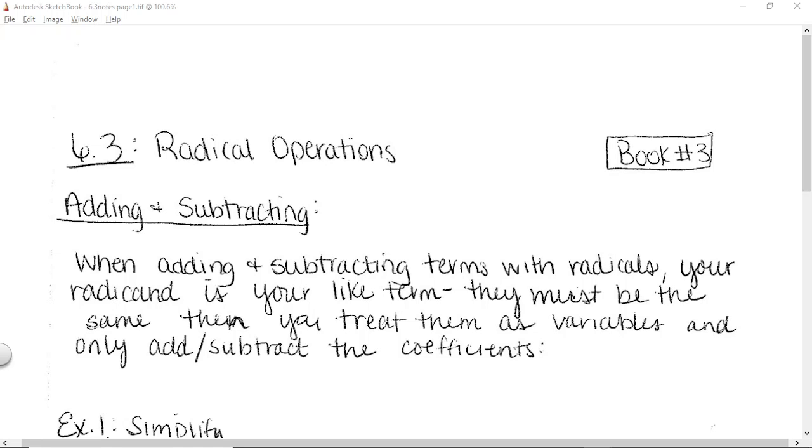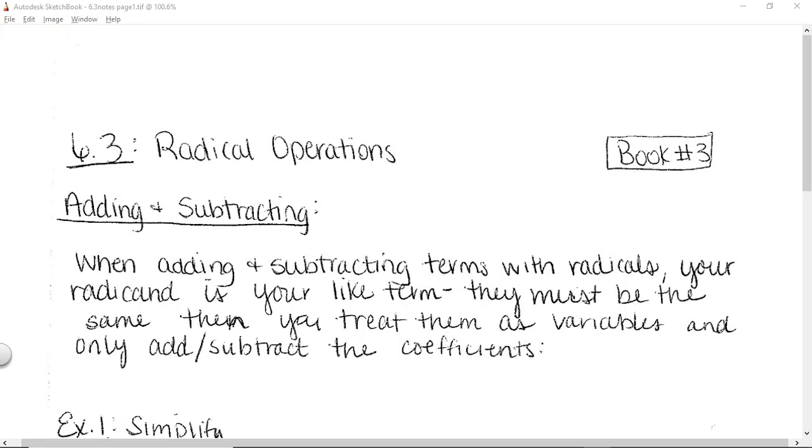Hello, algebra students. We're looking at radical operations today. So this is the operations of addition, subtraction, multiplication, and division. And today we're just looking at adding and subtracting.